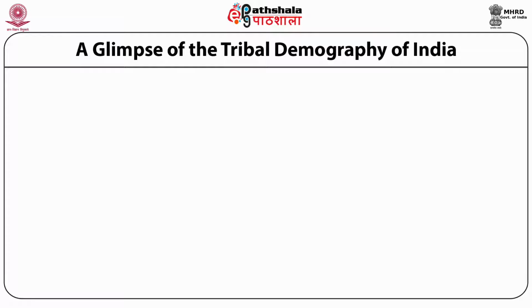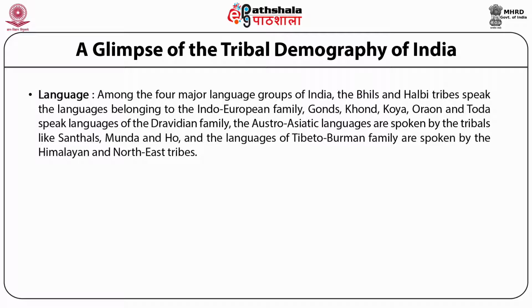The tribes of India can also be understood on the basis of the language they speak. Among the four major language groups of India, the Bhil and Halbi tribes speak languages belonging to the Indo-European family. Gond, Khond, Koya, Oraon and Toda speak languages of the Dravidian family. The Austro-Asiatic languages are spoken by tribes like Santhal, Munda and Ho, and the languages of the Tibeto-Burman family are spoken by the Himalayan and northeastern tribes.